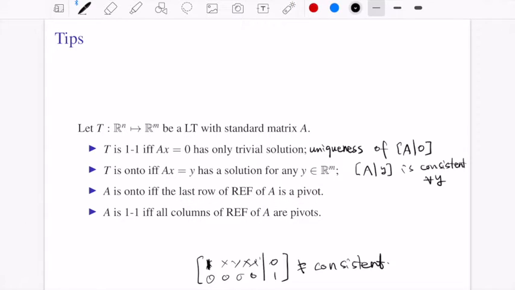So the important thing is these two rules. From the REF, you can identify whether A is onto or A is one-to-one. And if A is one-to-one and onto, then we say A is a bijection. So these two are equivalent.